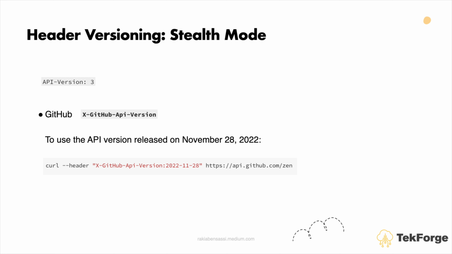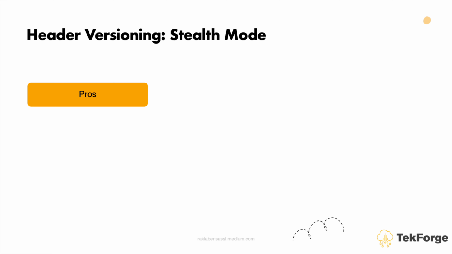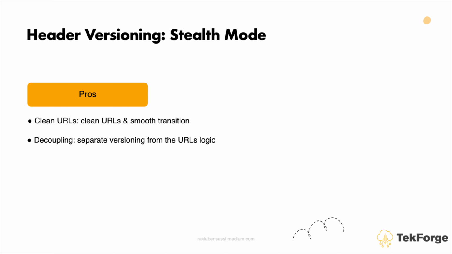If a request does not include the x-github-api-version header, it defaults to using the latest version available at the time of the request. However, specifying a version that is no longer supported will result in a 400 error. As advantages, this approach offers clean URLs. It keeps URLs neat and transitions between versions smoother. Decoupling. It separates versioning from the business logic URLs, which offers more flexibility in API infrastructure.